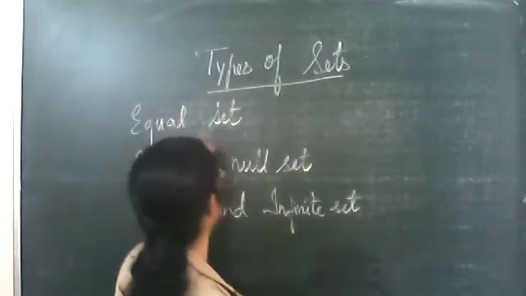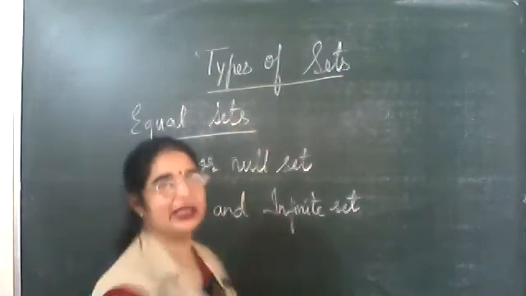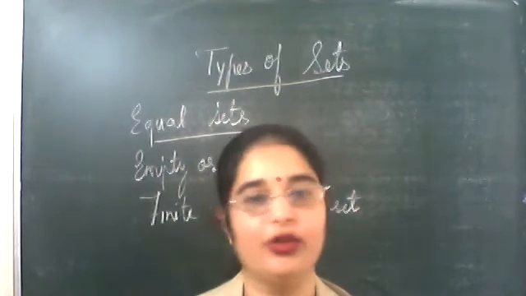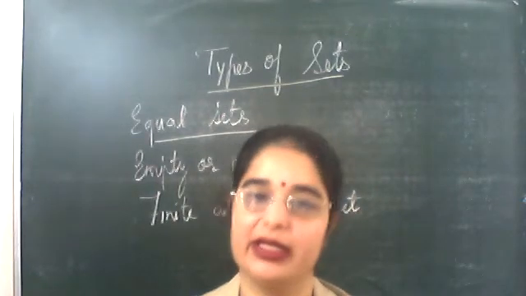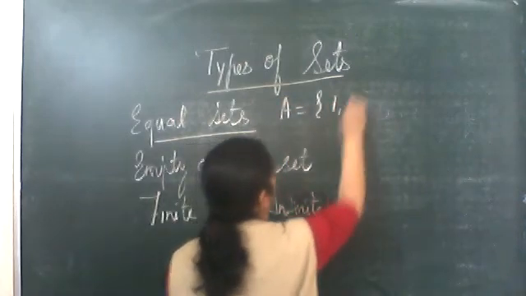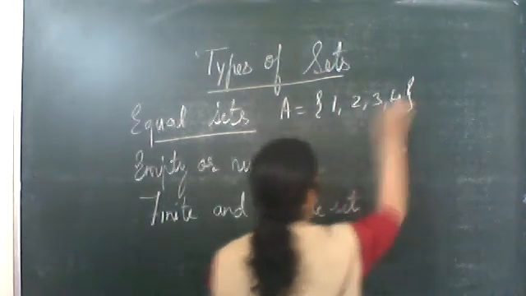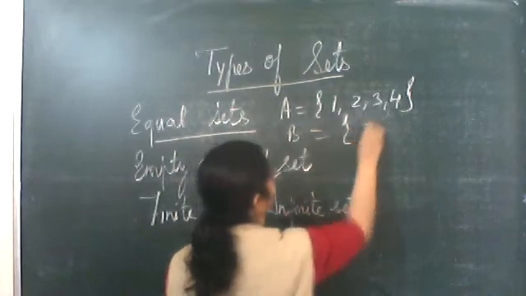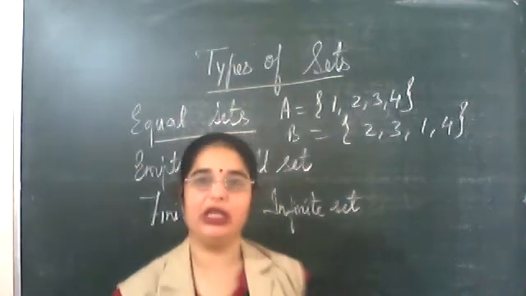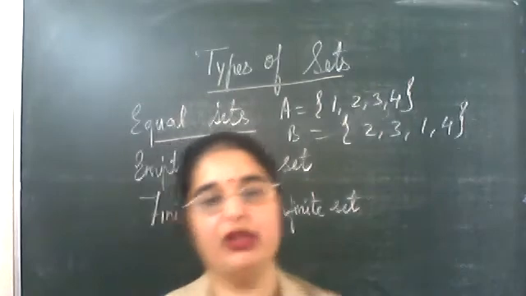Your first is the equal set. Two sets are said to be equal when they have the same elements. I told you the order doesn't matter. If A is a set containing elements {1, 2, 3, 4}, and B is a set containing elements {2, 3, 1, 4}, are A and B equal sets? Yes, A and B will be equal sets.